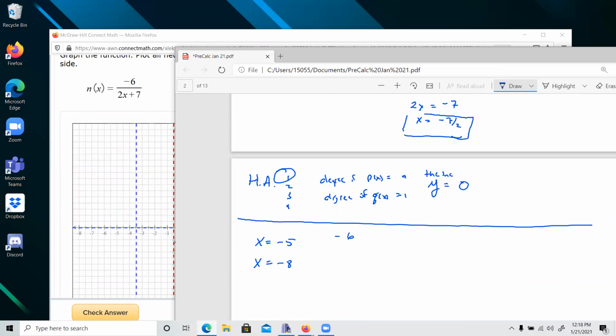So negative 6 over 2 times negative 5, plus 7. So it's negative 6 over negative 10 plus 7. That's going to be negative 3, right? So negative 6 over negative 3 is 2. So when x is negative 5, y is 2. How about 8? I just picked two numbers that I thought anybody else would be unlikely to pick.